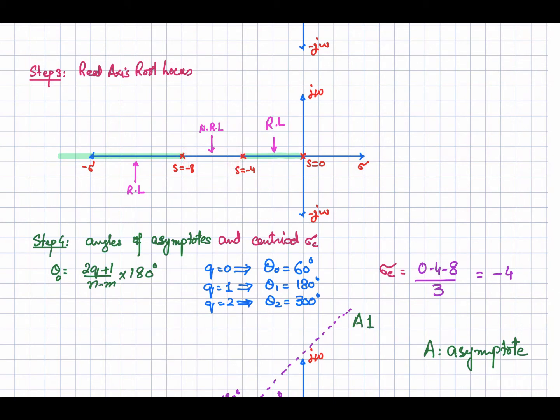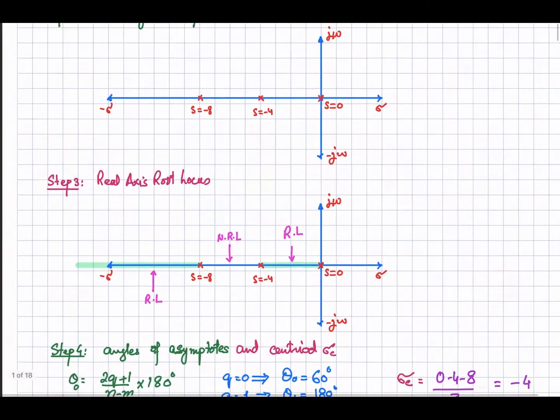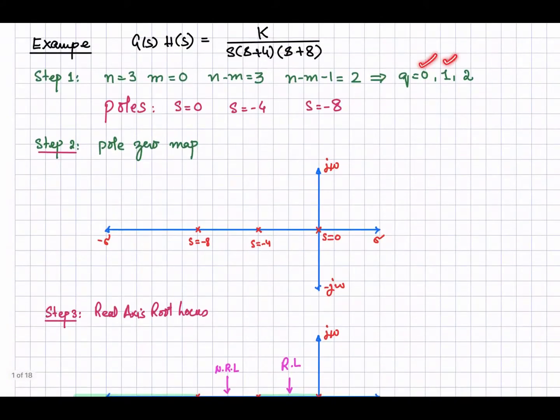Okay, then we calculate the angles of asymptotes and the centroid. Asymptotes are basically the lines along which your closed loop poles move towards infinity. So we know that the expression for the calculation of the asymptotic angle is this one, (2q plus 1) divided by (n minus m) into 180. So the q we have already seen, that will be equal to 0, 1 and 2.